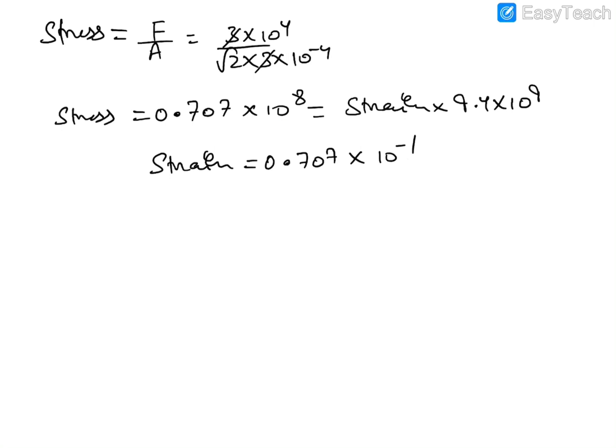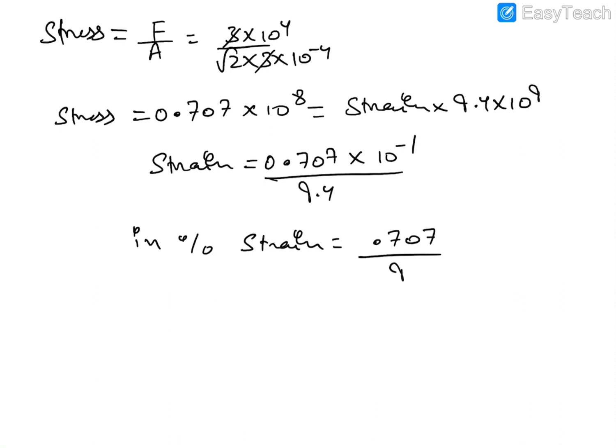I have cancelled out this one and divided by 9.4. Now in percentage, strain will be equal to 0.707 upon 9.4 into 10 raised to power minus 1 into 100. So this will be 7.07 upon 9.4. Now obviously this is greater than 0.5%.